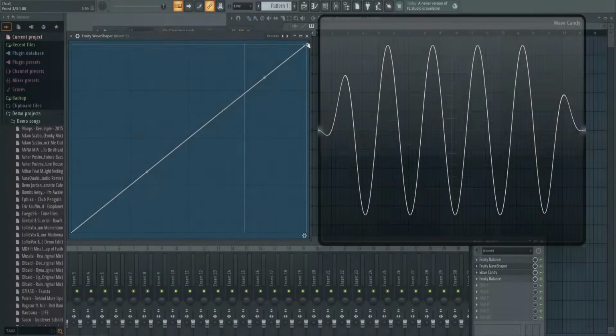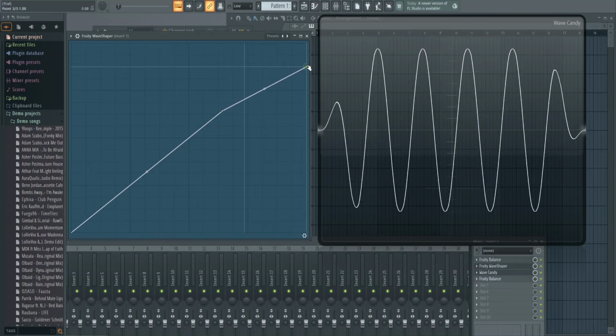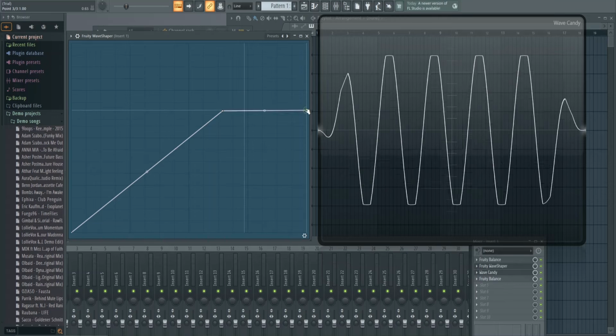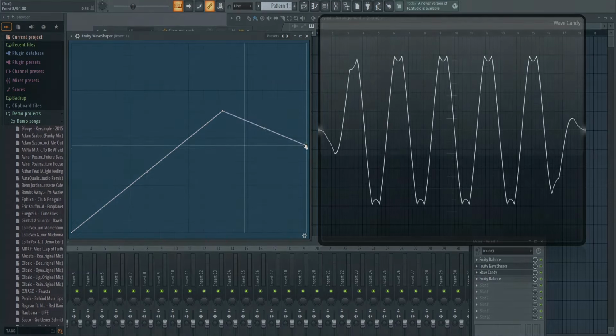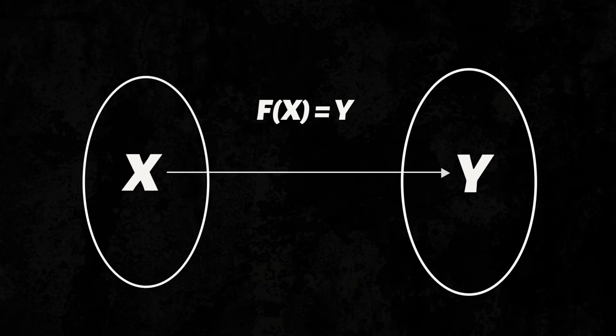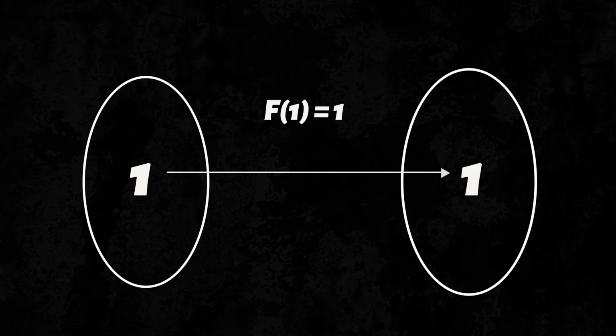One of the most powerful and visually impactful tools for achieving this distortion is the wave shaper. To understand the wave shaper, we first need some background knowledge of mathematical functions. A function simply maps one numerical value to another. Consider a function like f(x) = x. When you substitute the number 1 for x, the function translates it to 1.